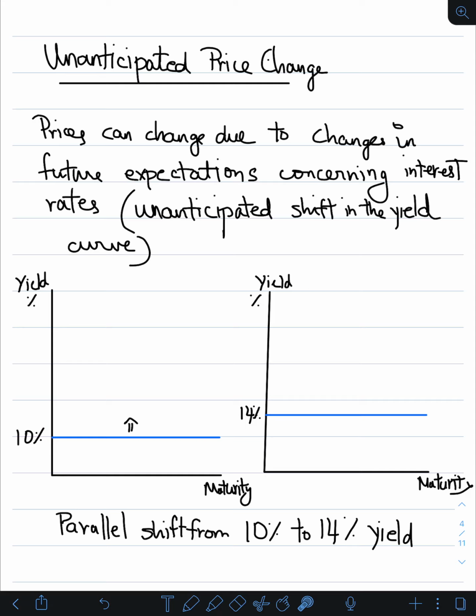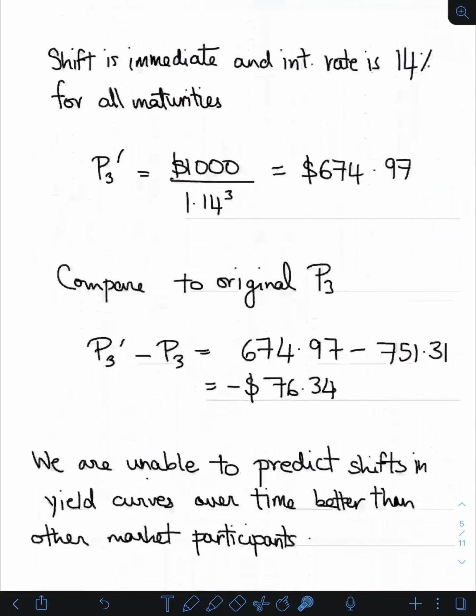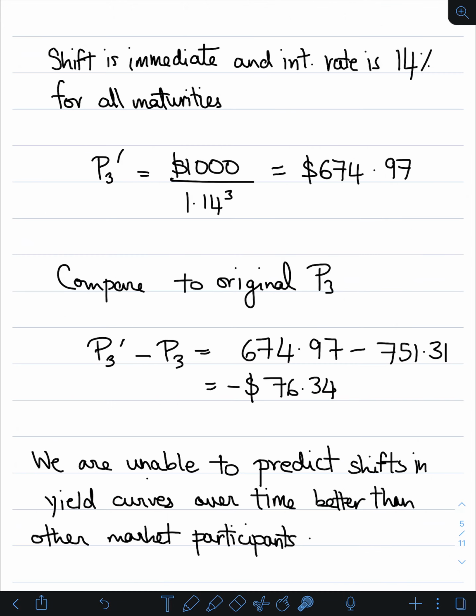It's called a parallel shift. Now our yield curve, instead of being at 10, is at 14, so the new flat yield curve is at 14. We're calling that a parallel shift from 10% to 14% yield. We're going to see how that affects the bond prices. We're saying the shift is immediate. That's key, because an immediate shift is something unanticipated. The interest rate is now 14%.